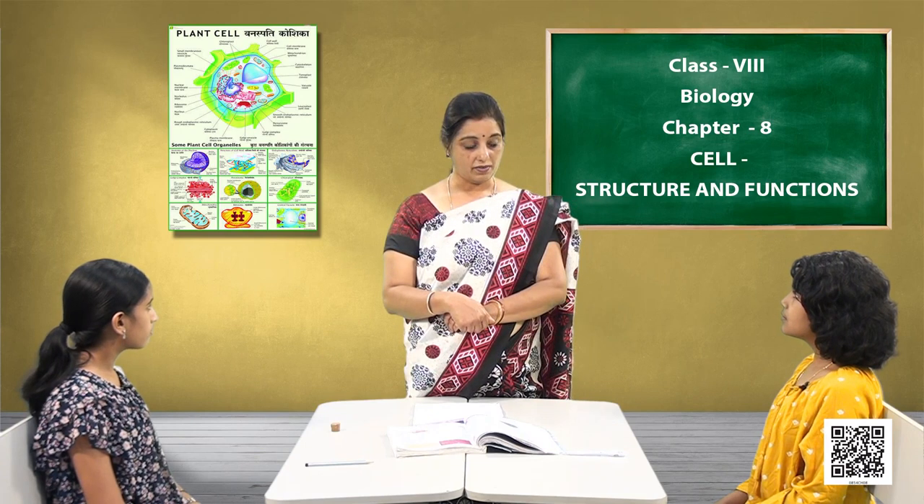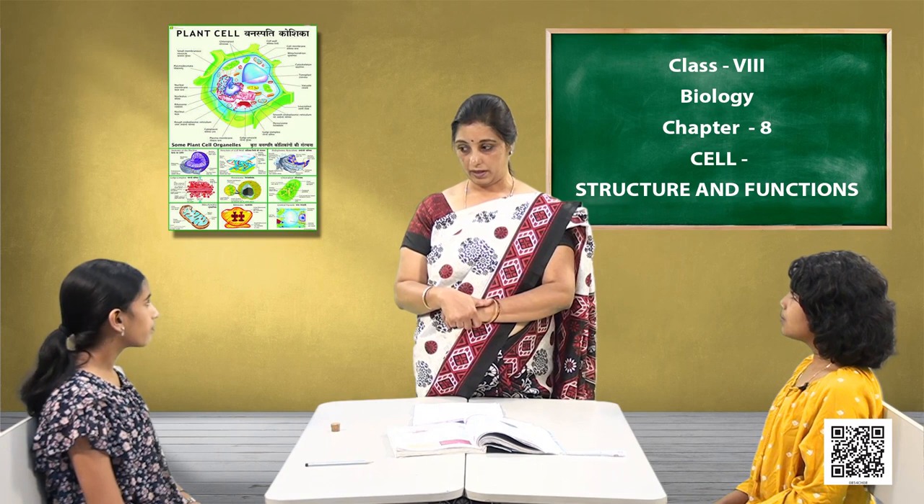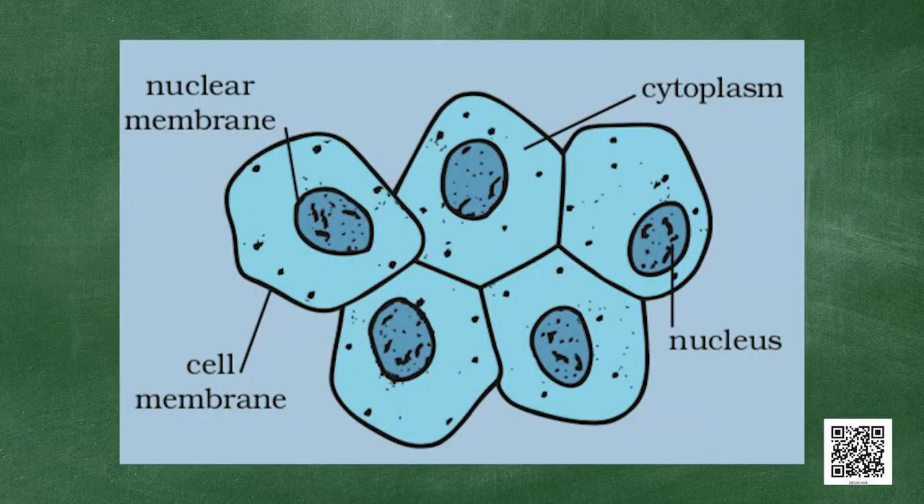It will have a protective function. Okay, so a cell in all will have three structures. One is a cell membrane, within that you have a cytoplasm, and within the cytoplasm you can find the structure called the nucleus.